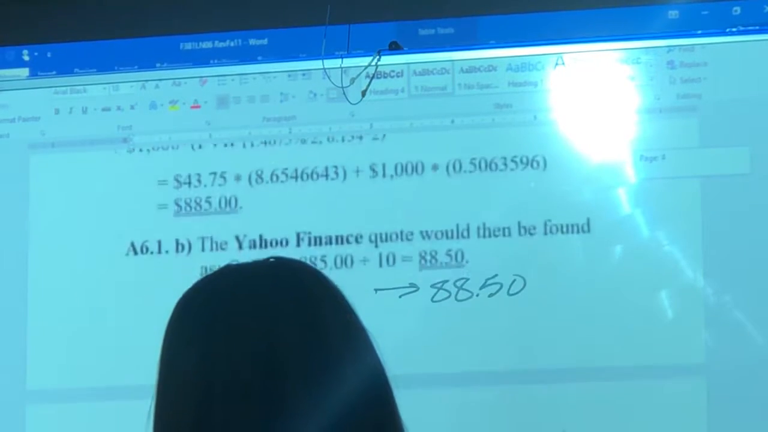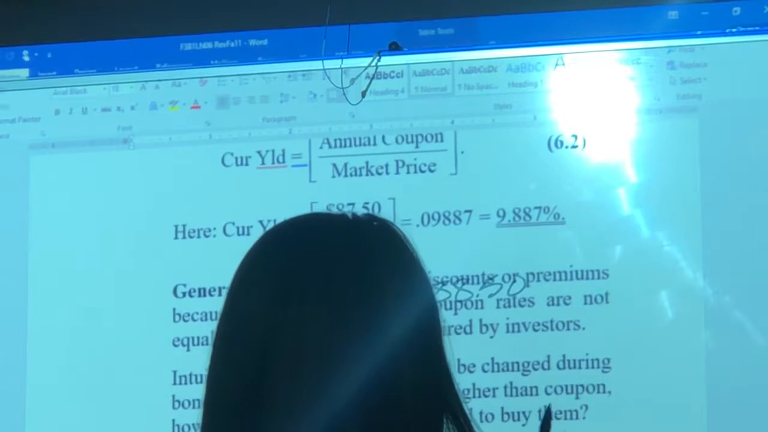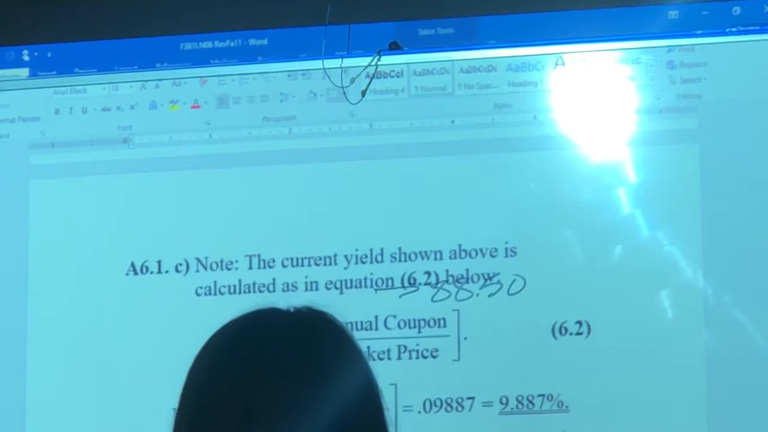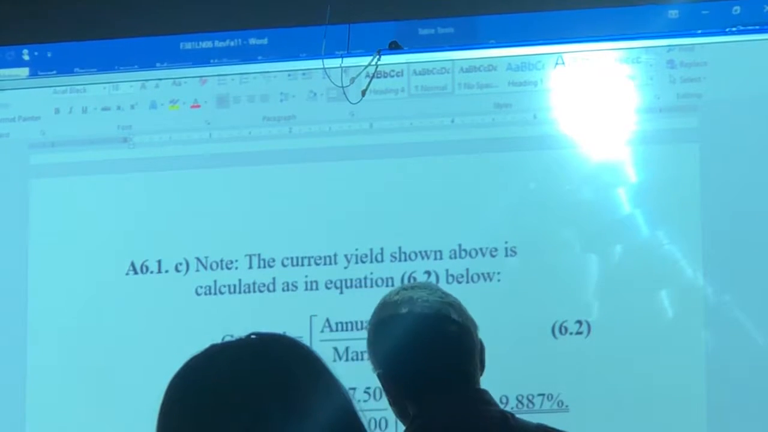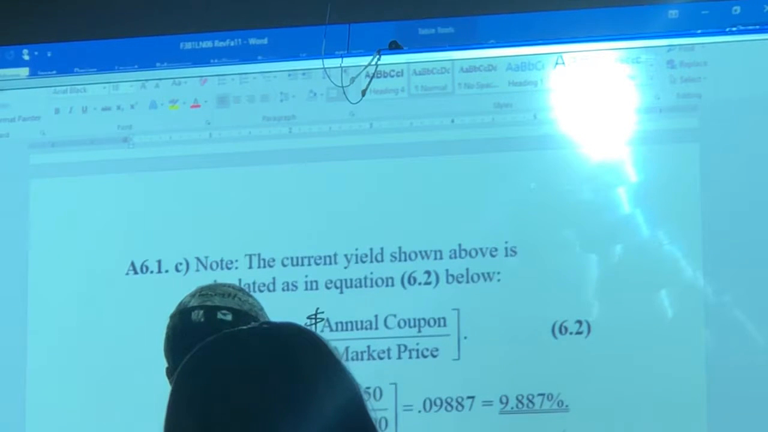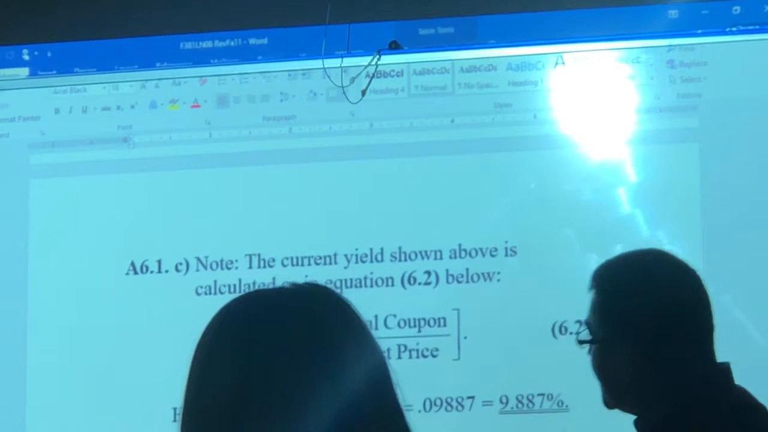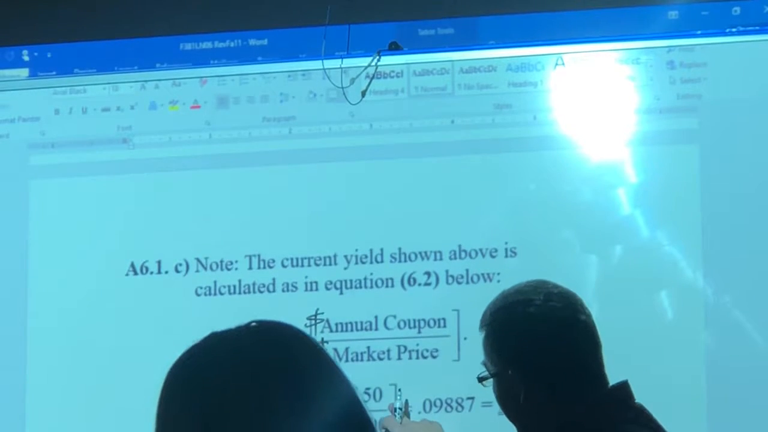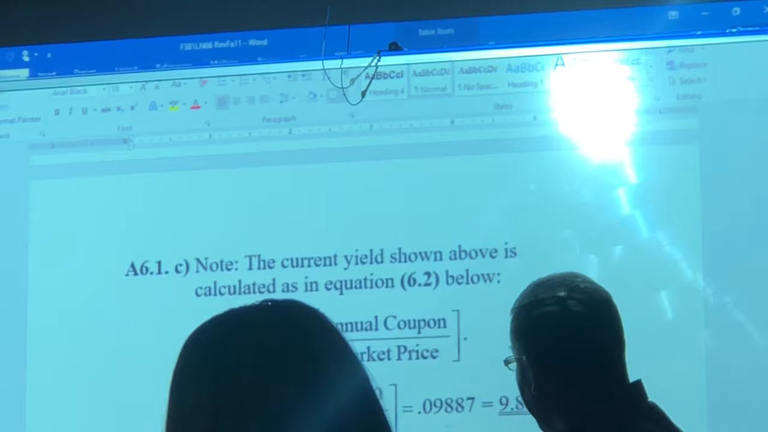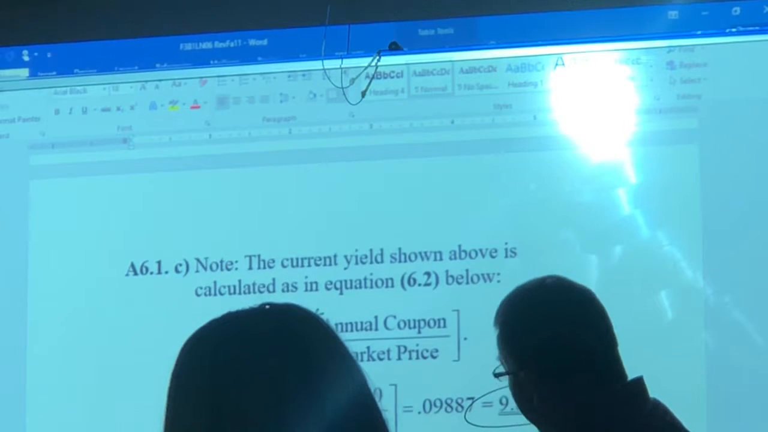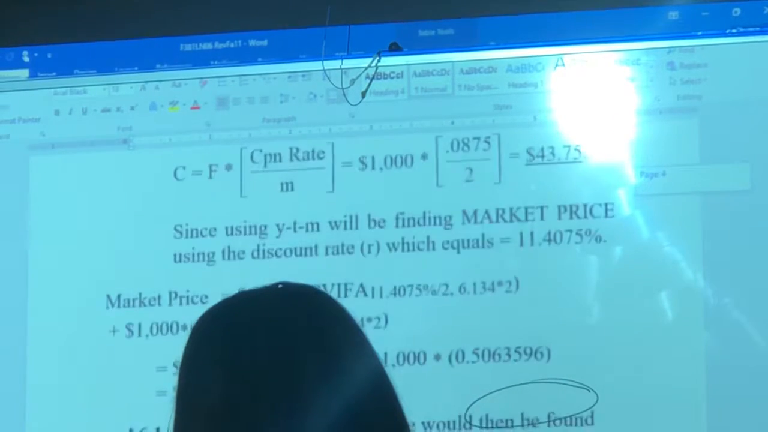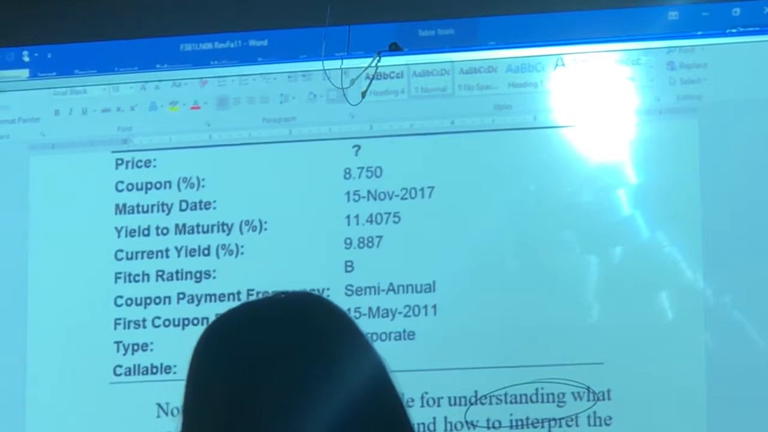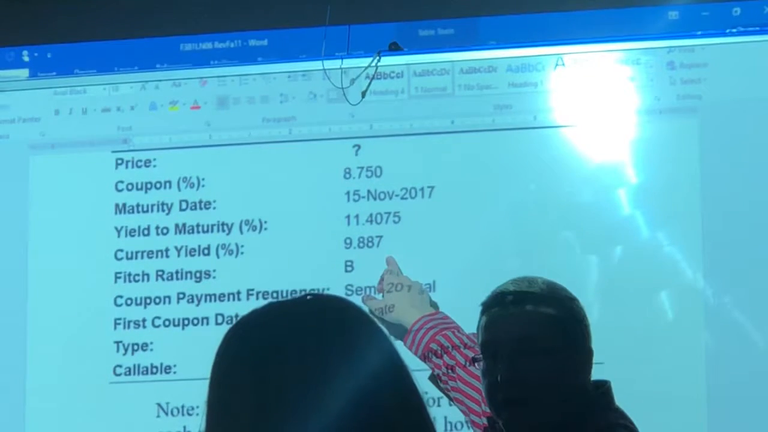Okay, couple of points. Current yield is equal to the annual coupon payment divided by the market price, and all that stuff's in dollars. So 43.75 times 2 is 87.50. Market price we just calculated, 9.887. You don't have to do this, but I'm going to go back to the quotation. We're going to verify that number. $9.887.